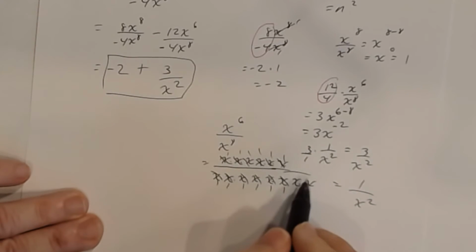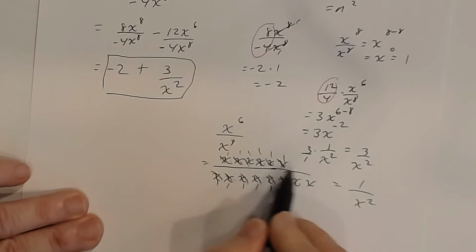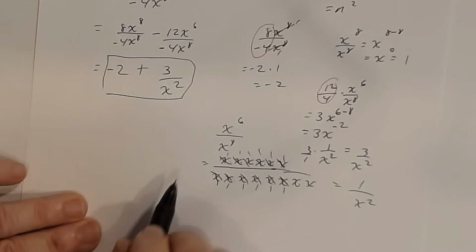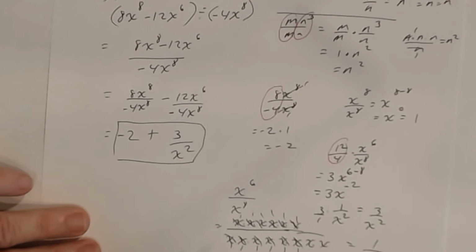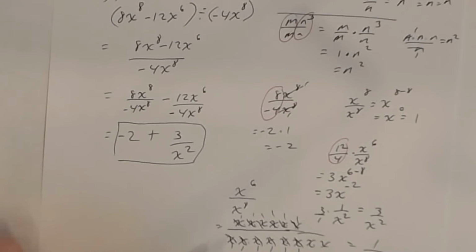All right, so different points of view. It helps to know the different points of view. All right, and that's the answer to that one. So it's negative 2 plus 3 divided by x squared. All right, so that's number 5. Okay, let's look at number 6. So we have about 2 more, and then we're going to look at long division. Okay, number 6.